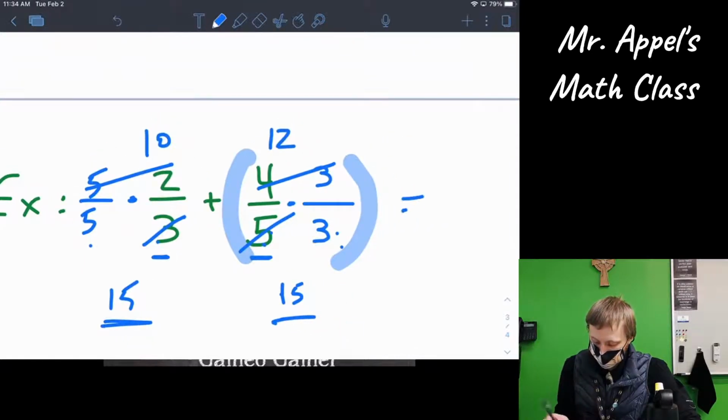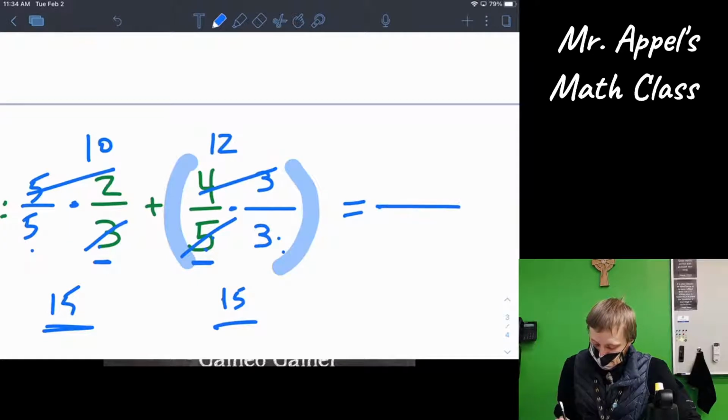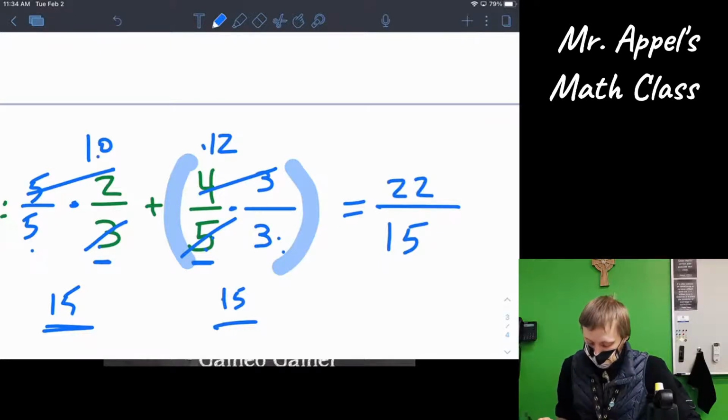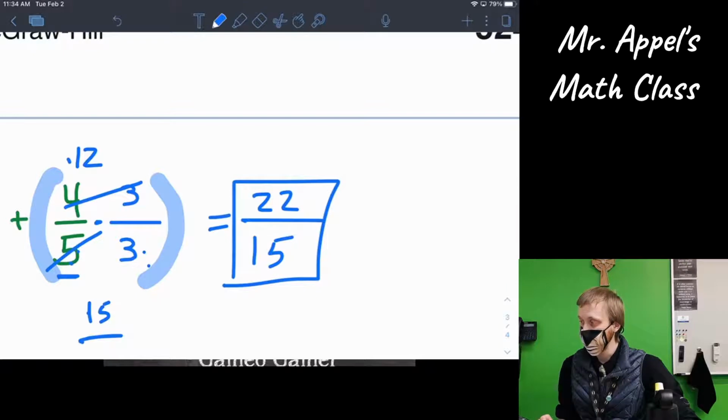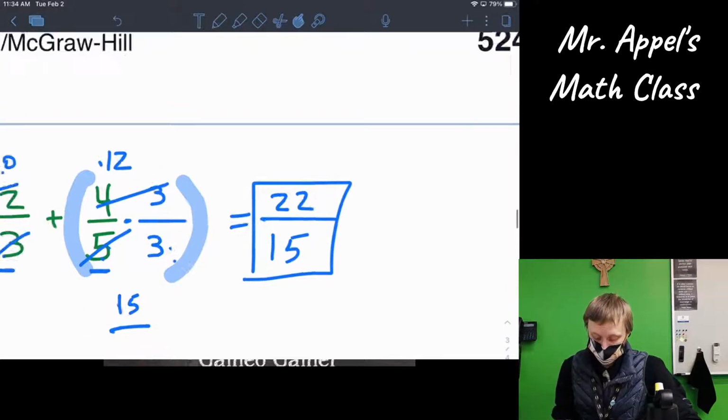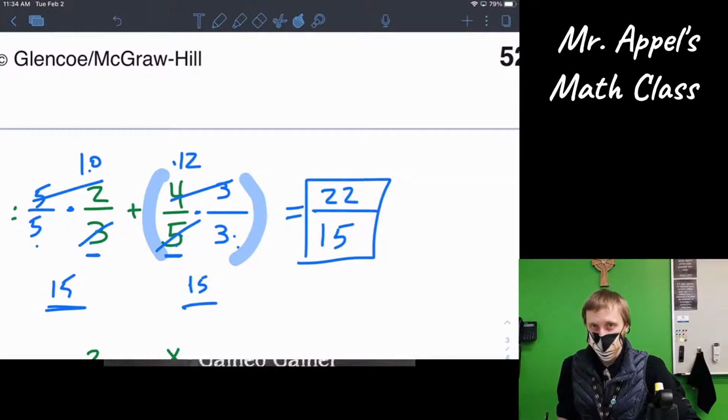So now we can add across, and we'll have some number of 15ths. 10 plus 12 is 22. And 22 and 15 do not share any common factors, so that is as reduced as it gets, my final answer. Right? We all remember how this works.